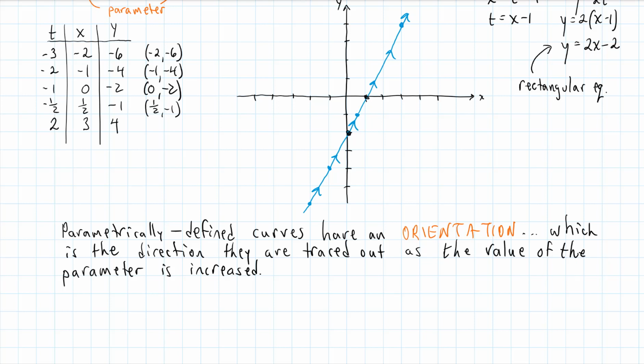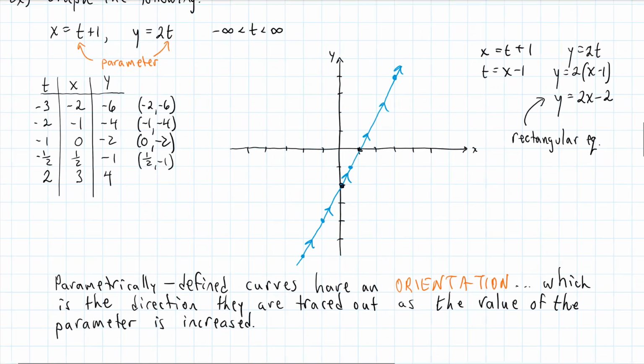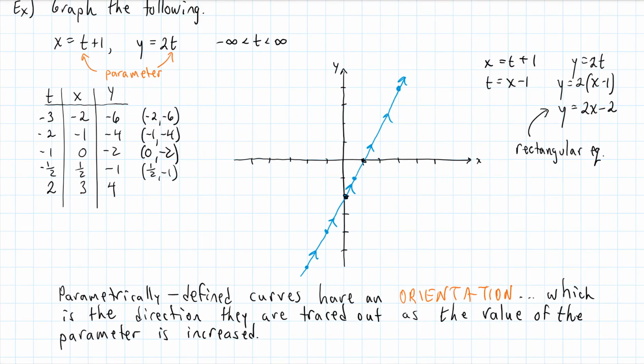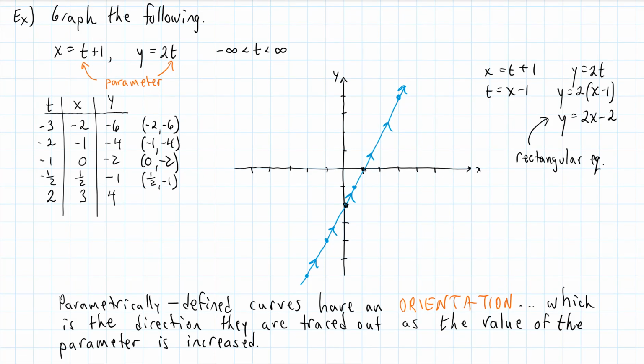So that's pretty handy. If you ever want to model something where direction is important, you're trying to show the direction in which something moves maybe, then you definitely want to use a parametrically defined curve to do so, because that orientation comes with it. So quite handy.